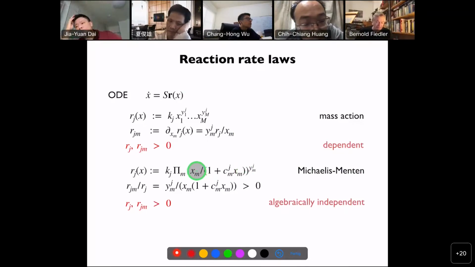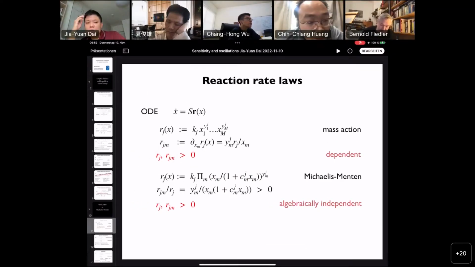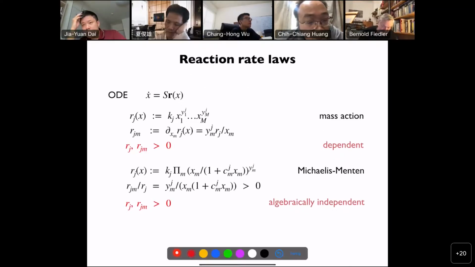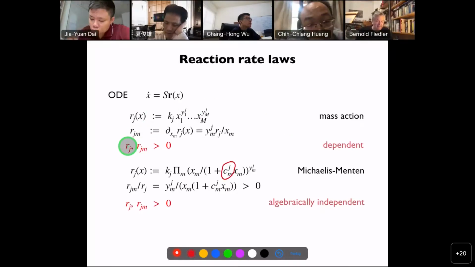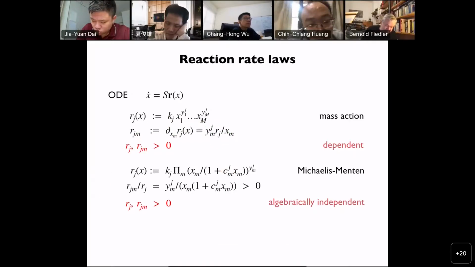So what can we do with that? There is a big difference, and the big difference is this coefficient here. Let's look at the reaction rates, Rj, and their partial derivatives, like they enter the Jacobian matrix. If you linearize this, then you have a Jacobian matrix, you have the partial derivatives of Rj. And if you calculate this, Rjm here is Rj.